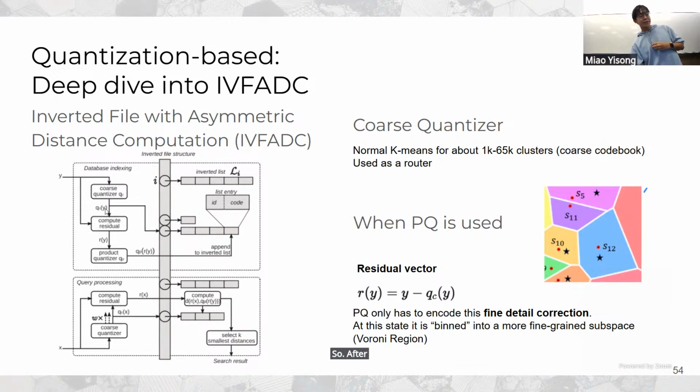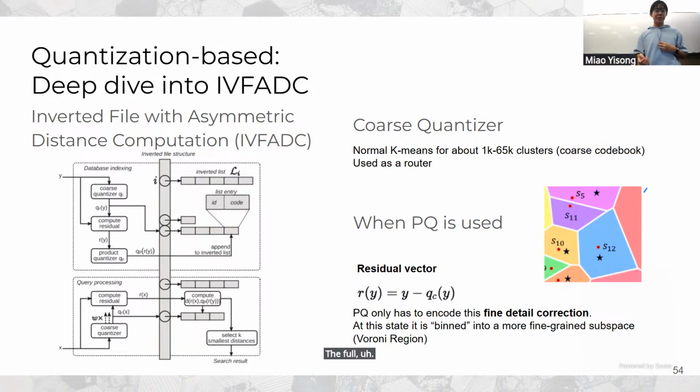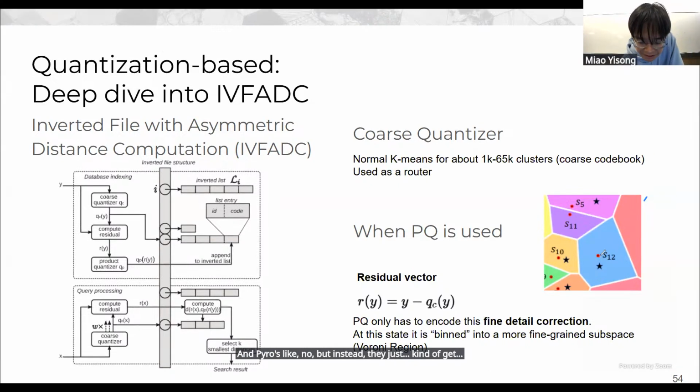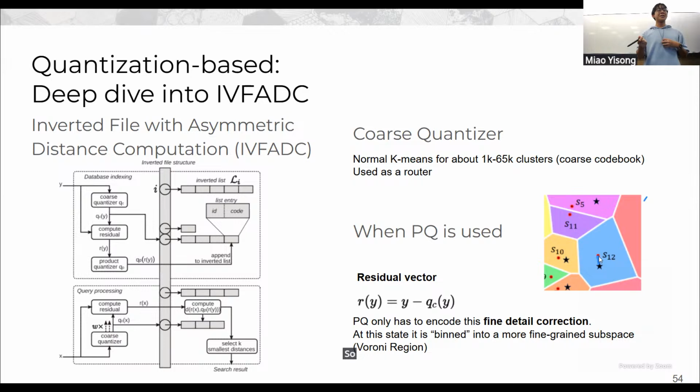After they do this, they run the PQ optimization. The exact optimization isn't run on the full vector, but on this thing called the residual vector. What this means is they don't break up the entire vector, but instead take the vector between the centroid and the vector they're querying for. The hope is that this allows for even more fine detail and distributes the data better, so that the centroids are formed slightly better.